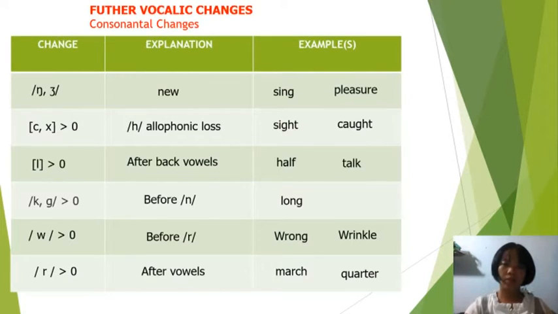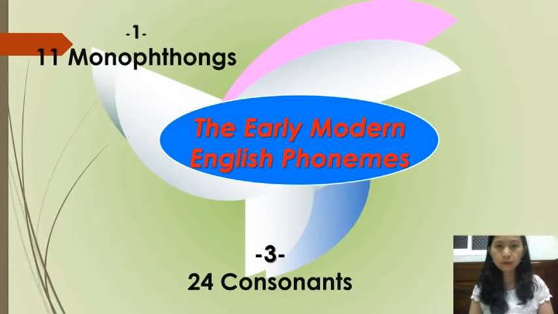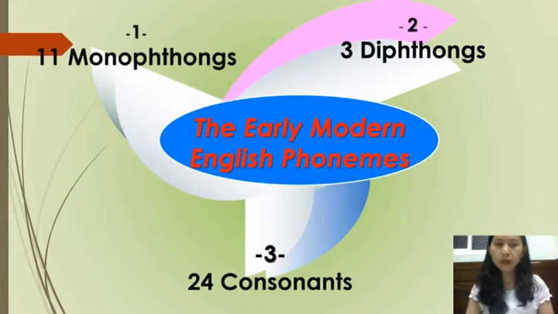And now, Miss Han will continue with the next part. Now I continue with the early modern English phonemes. There are 11 monophthongs, 3 diphthongs, and 24 consonants. Let's start with monophthongs.